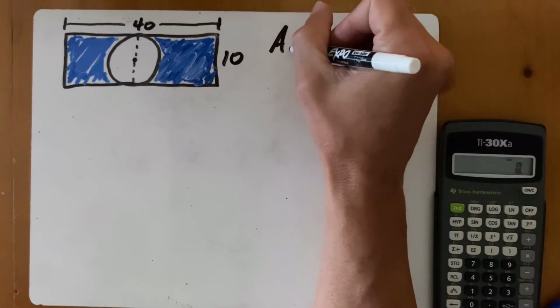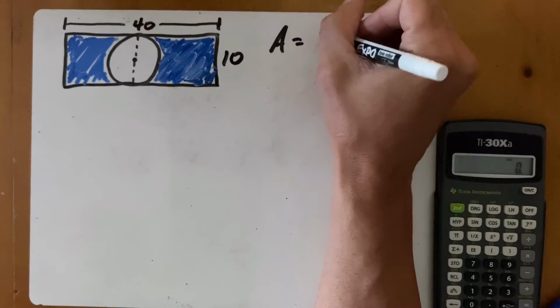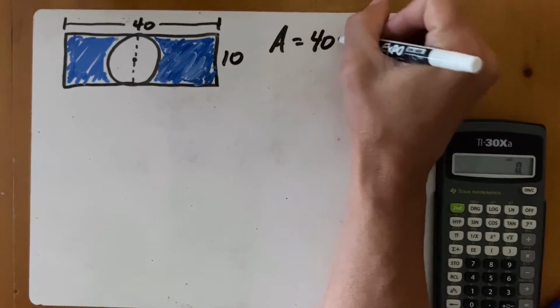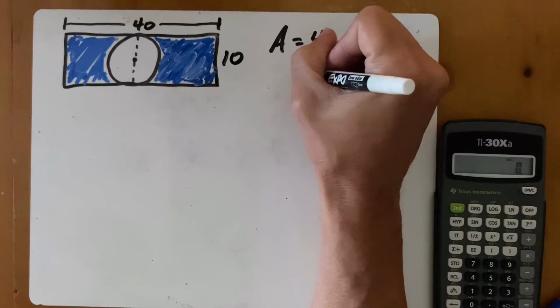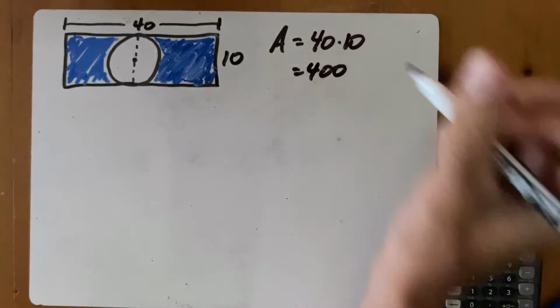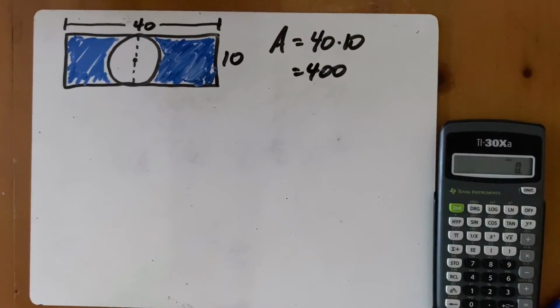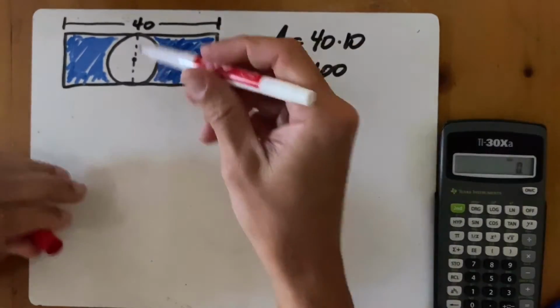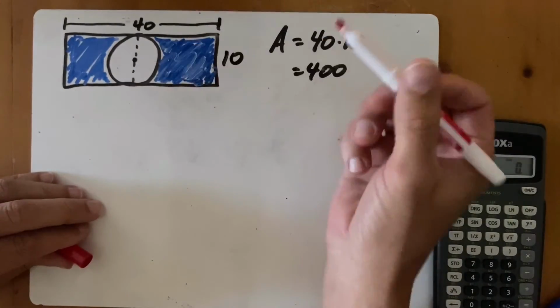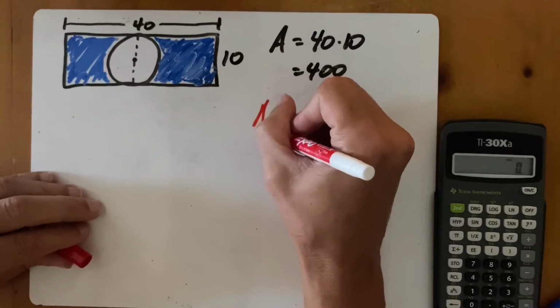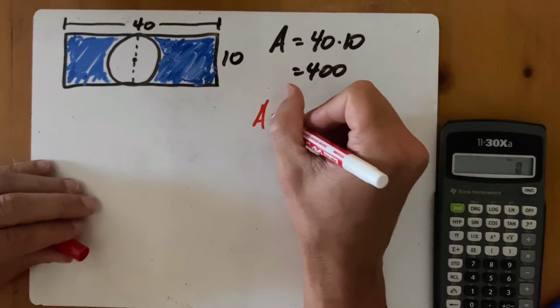So the area of the whole rectangle is going to equal length times width, or 40 times 10, which is equal to 400. So there's the entire rectangle. Now we want to find the area of the circle. Okay. We'll do that in red. That's the part that we want to subtract out.